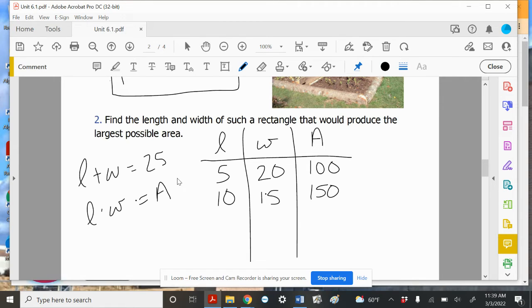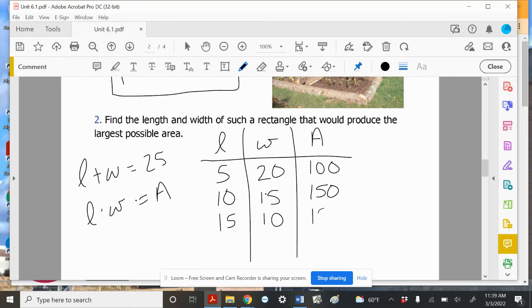So now let's go to the next value. Notice that my area is getting larger. And we can see as we change these numbers that things are moving around as we go along too. So let's go up to 15. So at 15, of course, my width is going to be 10.